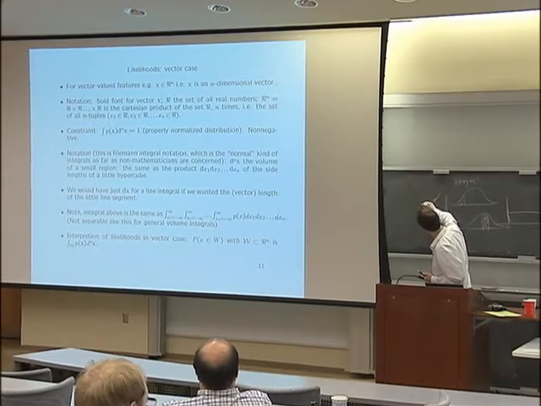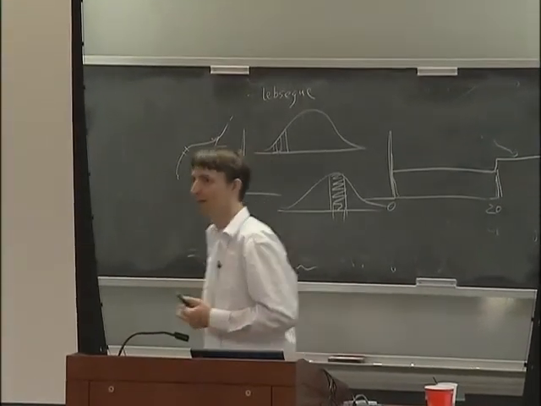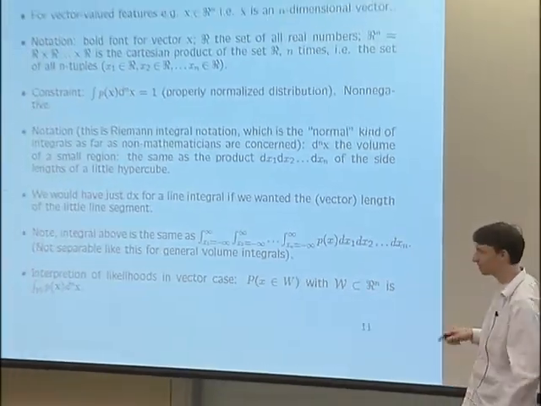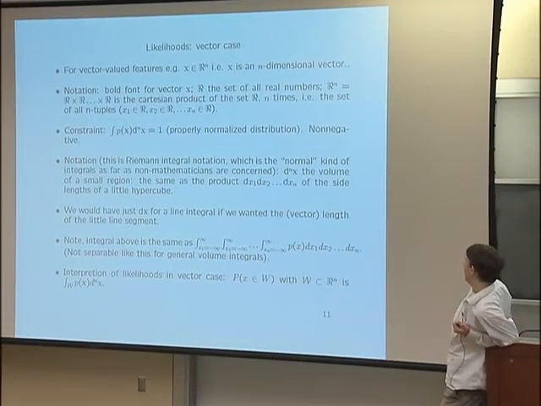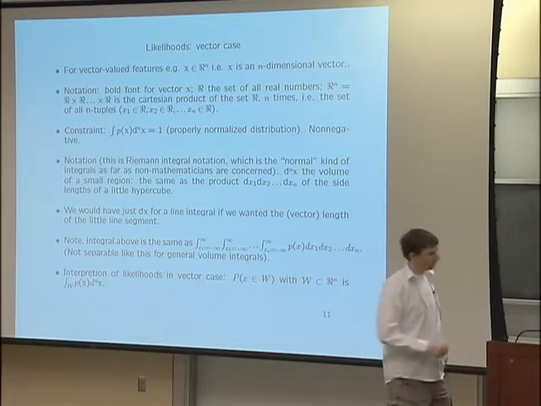And then in that case, dx is just the vector-valued length of this little segment. So if we had dx instead of d to the nx, then dx corresponds to a little vector value, a kind of infinitely small vector. Anyway, the interpretation of the likelihoods for the vector case is that p of x in W, where W is a small volume or region, is the same as the integral over the region of p of x. And again, you should interpret these integrals as the sum of the volumes of little cubes.